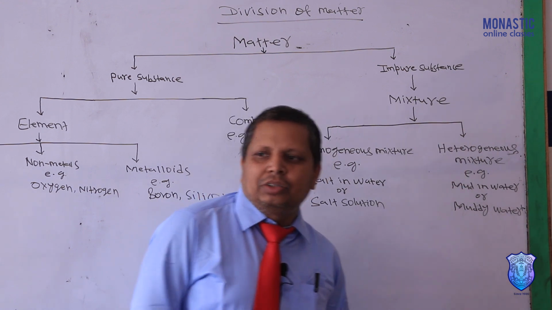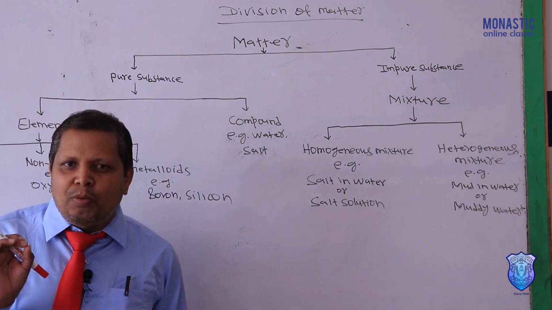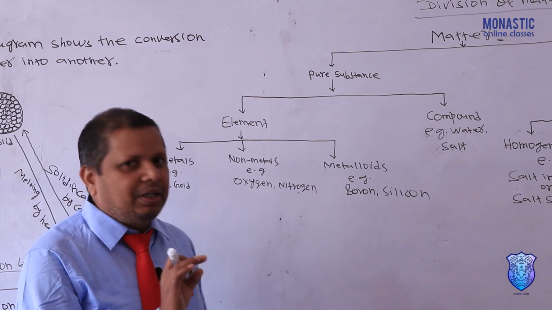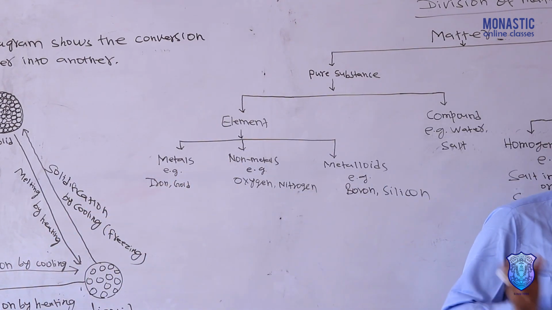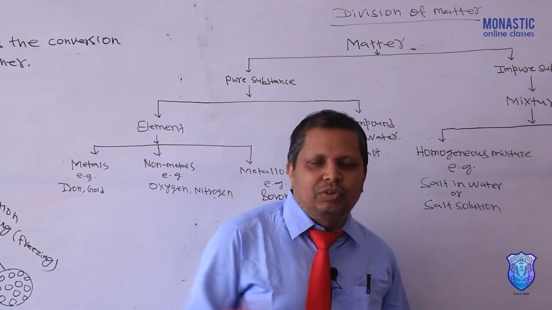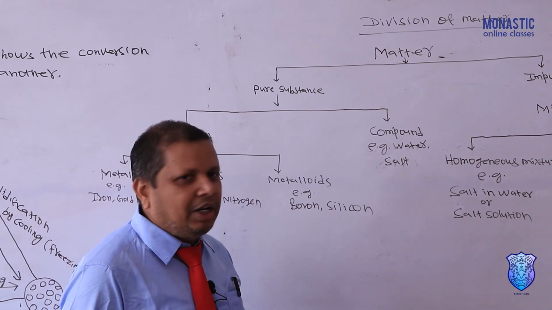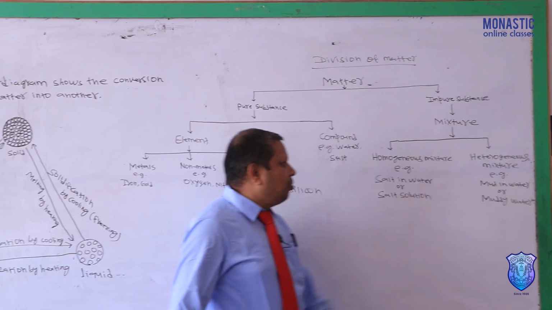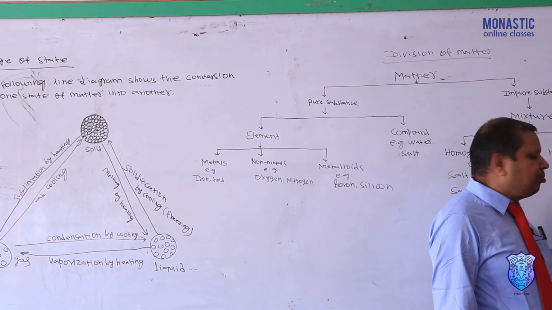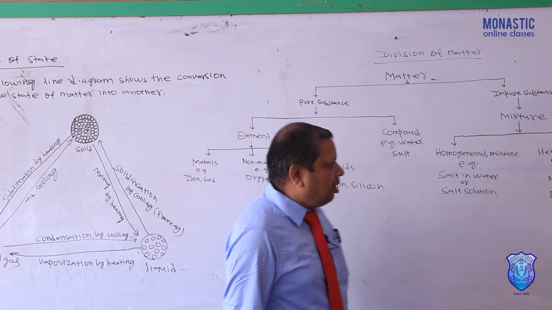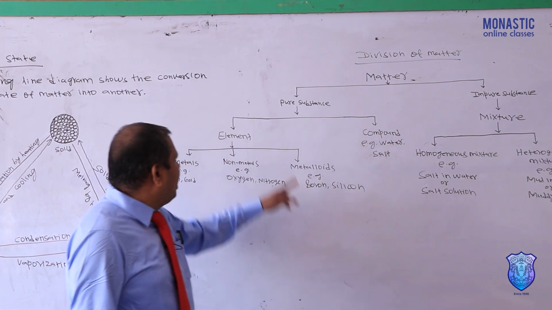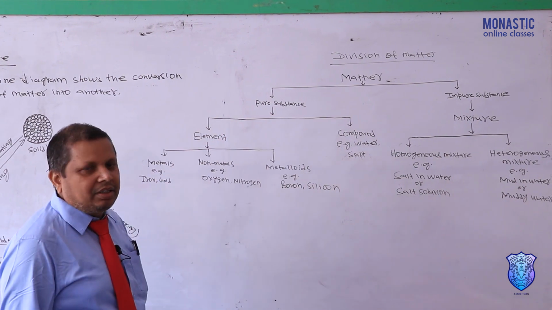A heterogeneous mixture is one in which the component particles can be seen, that is, they are visible. The component particles cannot mix uniformly with each other. Muddy water, where we can see mud in water, is an example of a heterogeneous mixture.